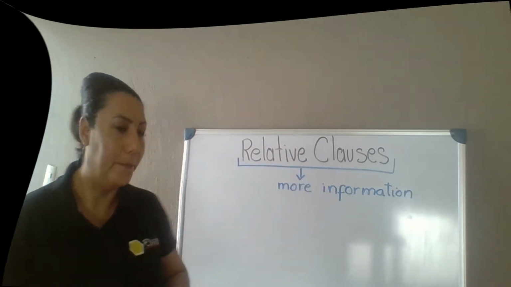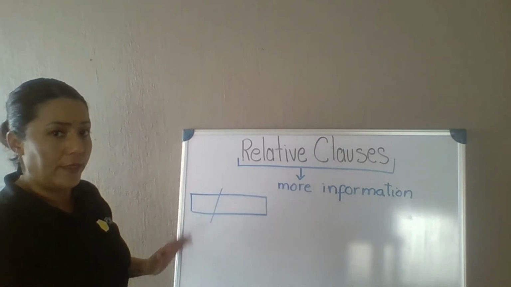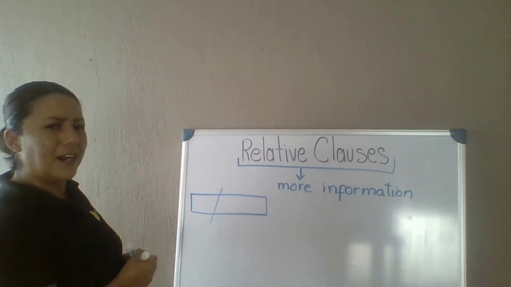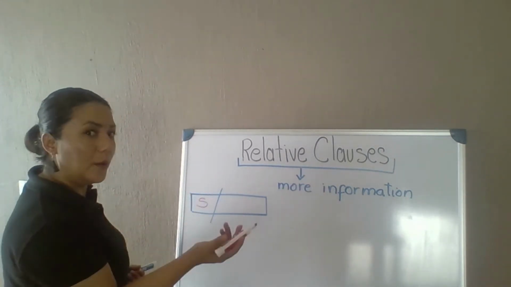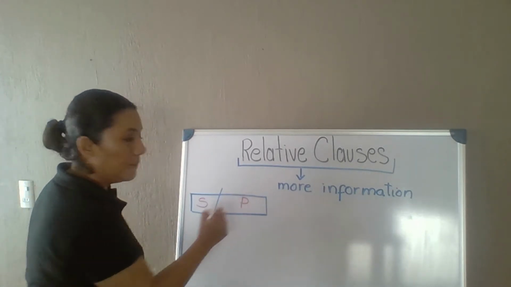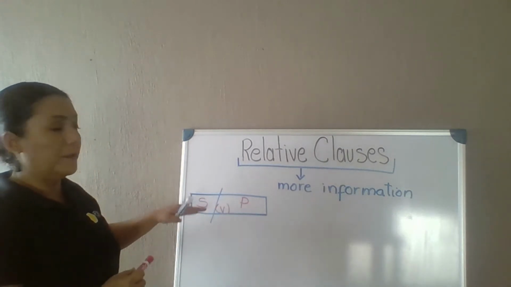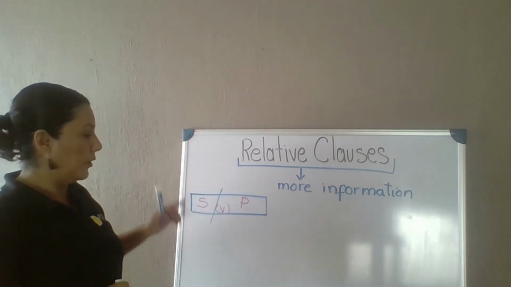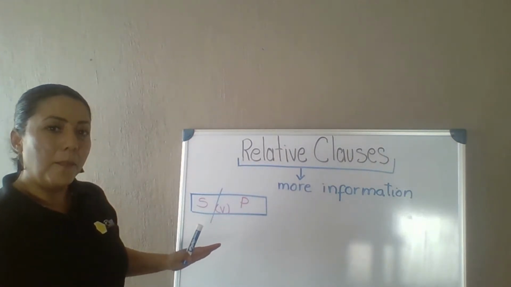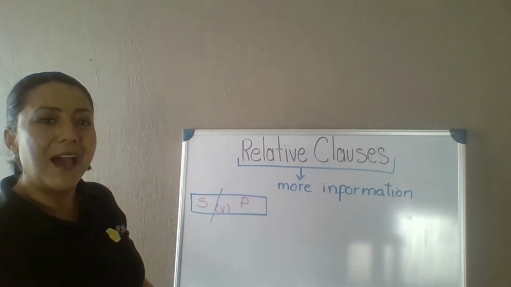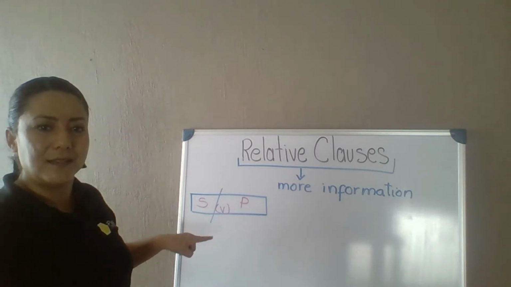Okay, let's see. We should have a complete sentence to begin with. Our complete sentence, how do we know it's complete? Because it has a subject, what else? A predicate, and there is a verb in the predicate. From there, are we clear? Good. We start with a complete sentence, but relative clauses add more information to this initial sentence.